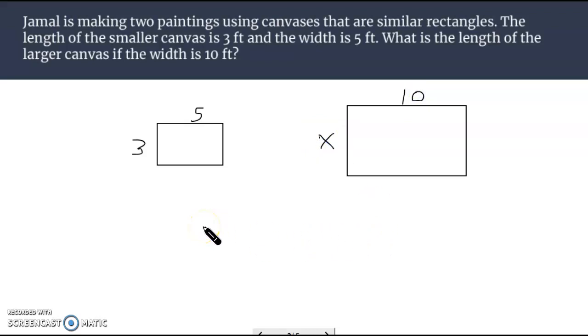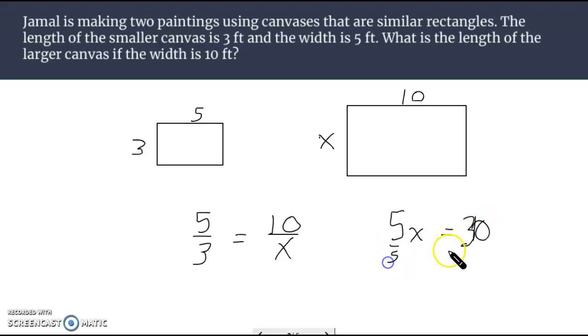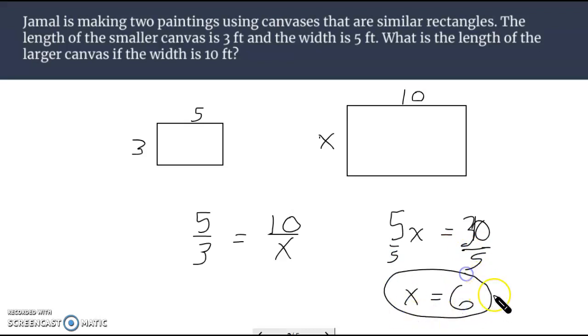So finding a missing measurement of two similar figures, you can just simply set up a proportion. I can make the fraction 5 over 3 and set it equal to 10 over x. Crisscross multiply, you can take 5 times x to get 5x. You can take 10 times 3 to get 30. And divide both sides by 5. X is equal to 6. Our missing side is 6 feet.